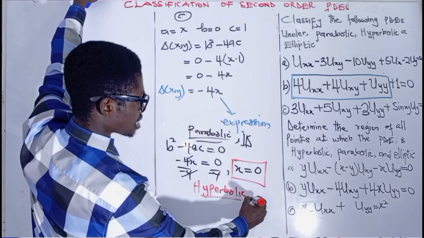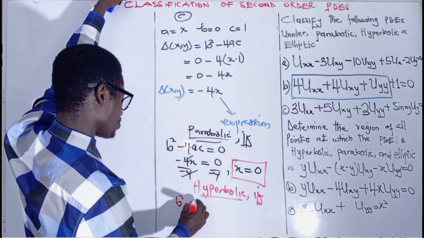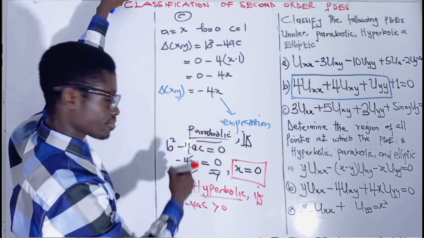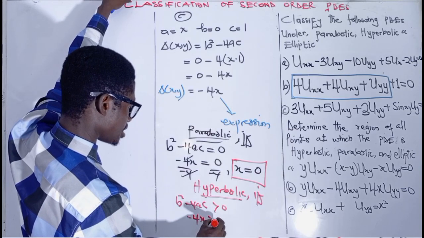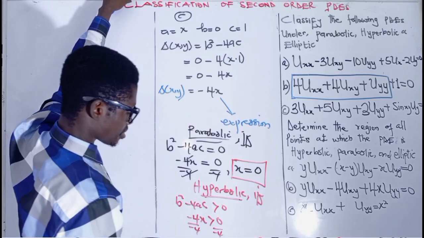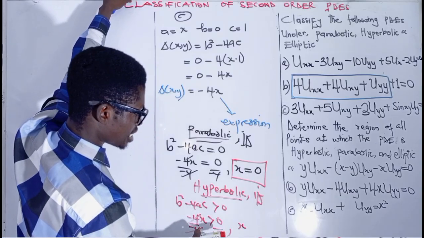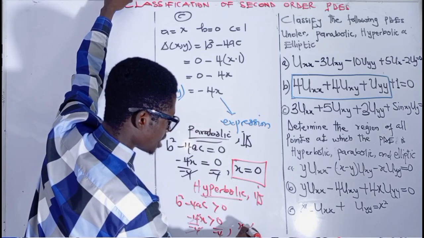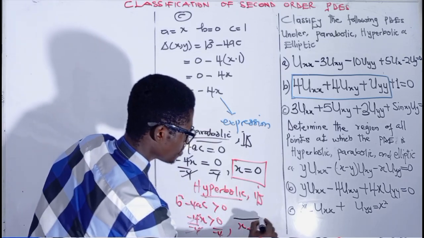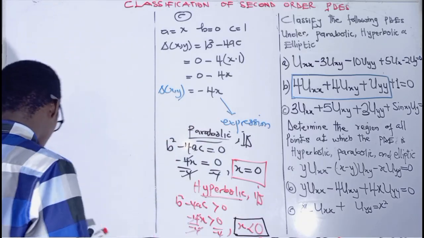So we say that the equation is hyperbolic if the discriminant, which is b squared minus 4ac, is greater than 0. From here, our discriminant is minus 4x, so we have minus 4x greater than 0. Let's divide both sides by negative 4, so this will cancel this. Since we are dividing by a negative, the sign will change from greater than to less than 0. So we say that the equation is hyperbolic if x is less than 0. Very, very easy.